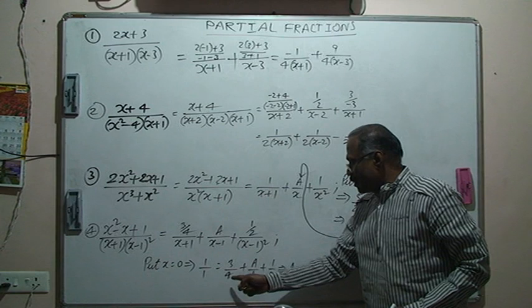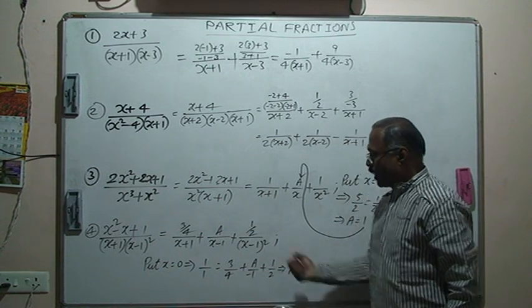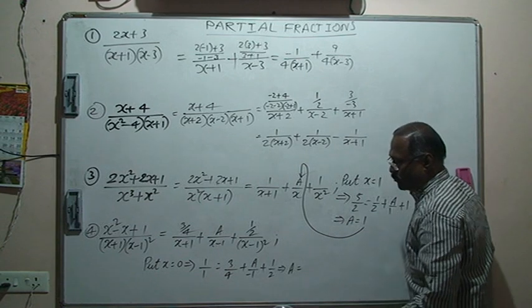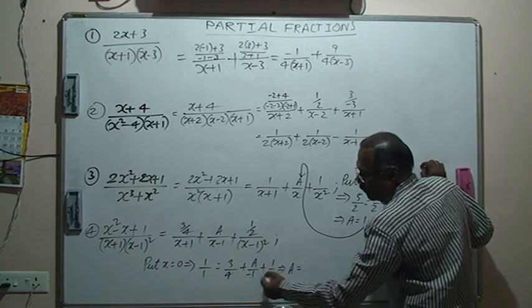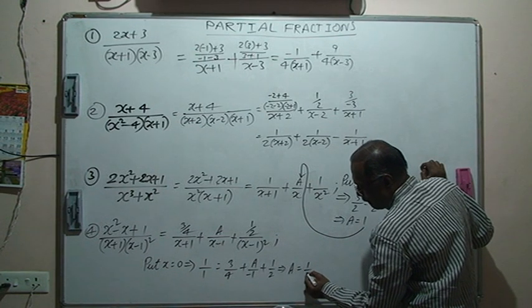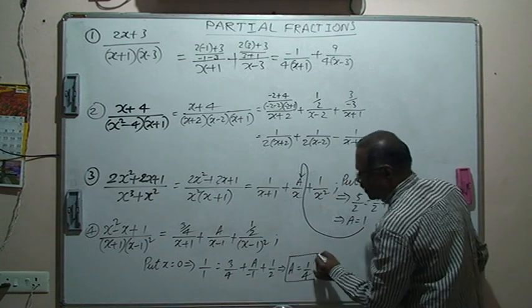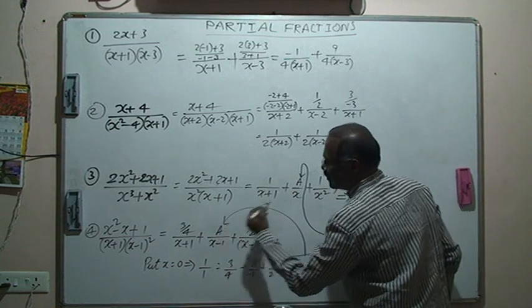Bring it to the other side. This is 3 by 4, 3 plus 2, 5 by 4, minus 1. 5 by 4 minus 1 is 1 by 4. That's it. You got the value as 1 by 4.